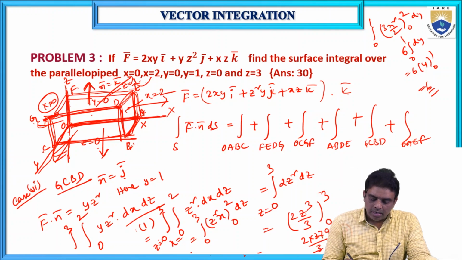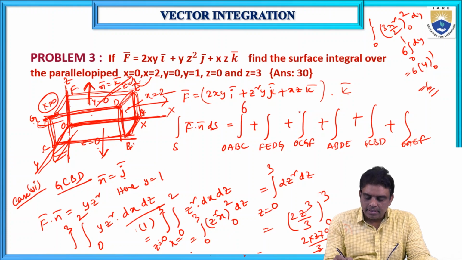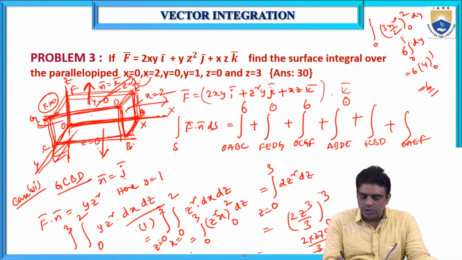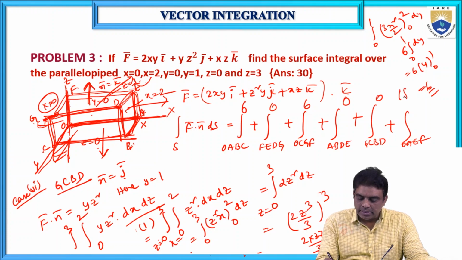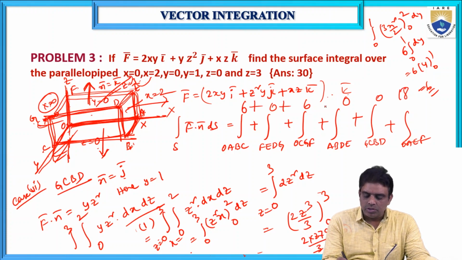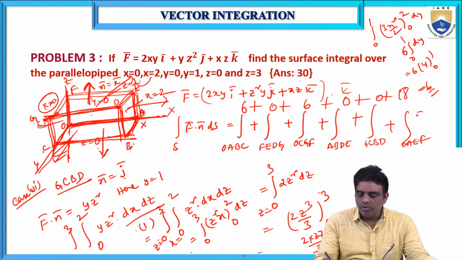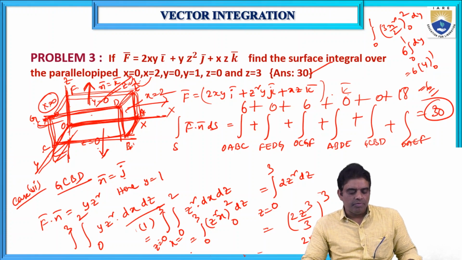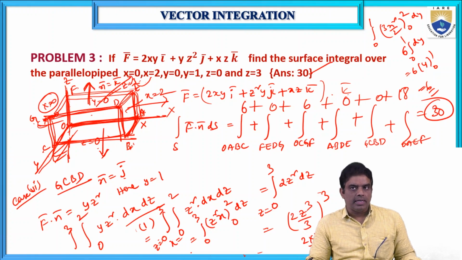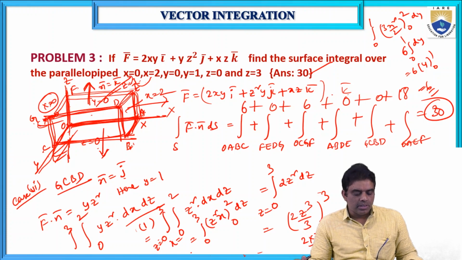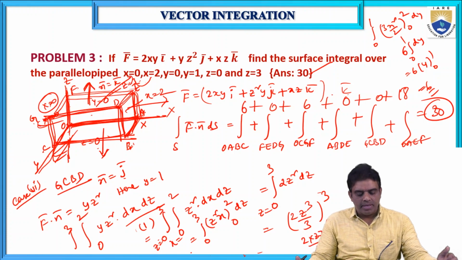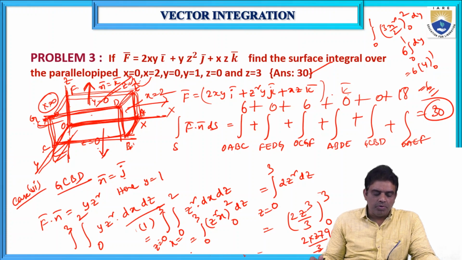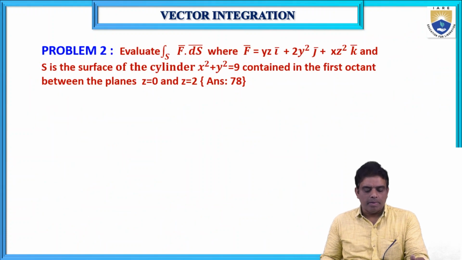Now adding all these values: one is 6, another is 6, the others are 0, and the last one is 18. The sum of all the values is 6 plus 6 is 12, and 12 plus 18 is equal to 30, which is the required solution. In this way, you can evaluate the integral of f bar dot n cap ds using the parallelepiped. There are 6 faces, and you need to find the outward normal vectors for each surface. We will do the last problem also.